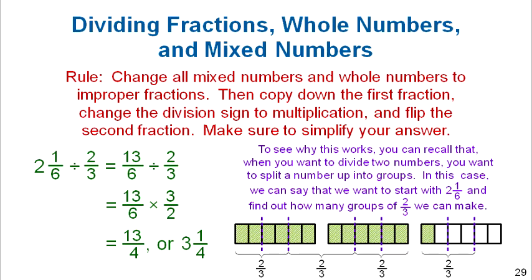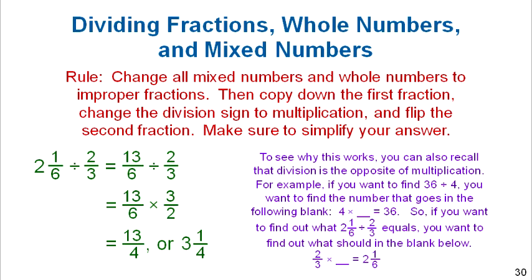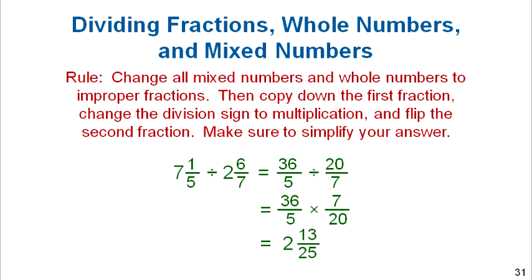To see why this rule works, you can also recall that division is the opposite of multiplication. For this example, you want to find out what you need to multiply by 2/3 to get 2 1/6. This is another example that shows you how you can divide two mixed numbers. Again, notice that we should begin by changing the mixed numbers to equivalent improper fractions.